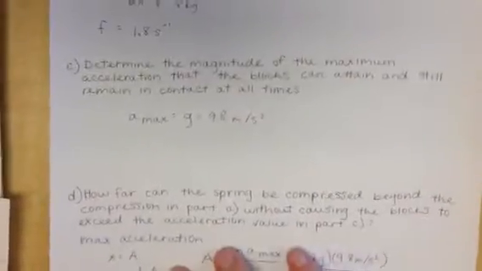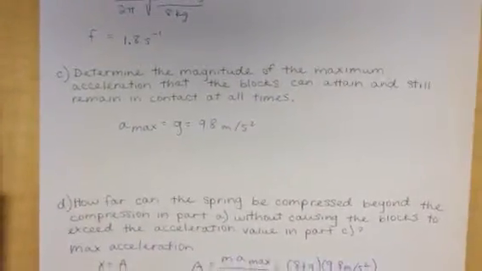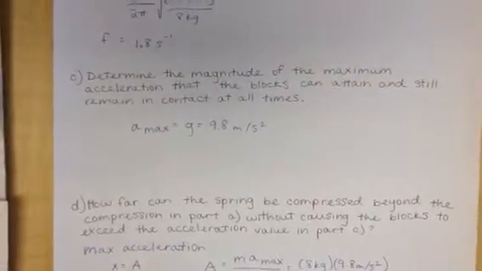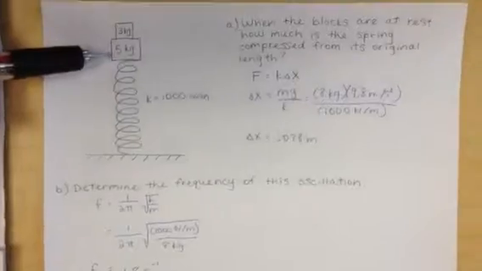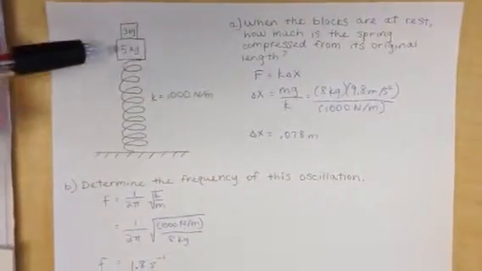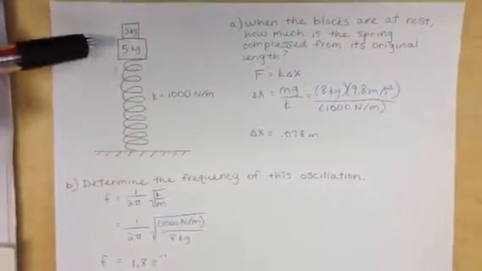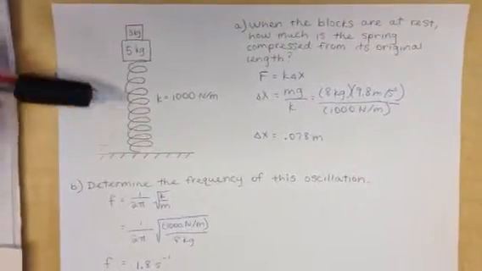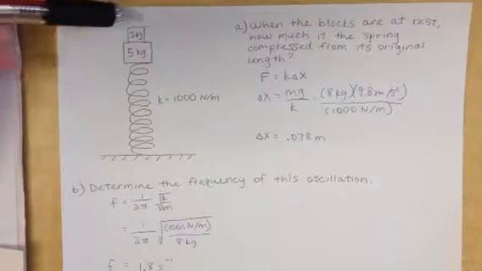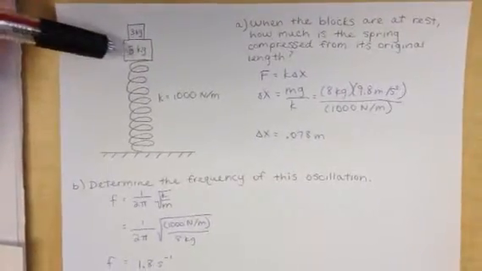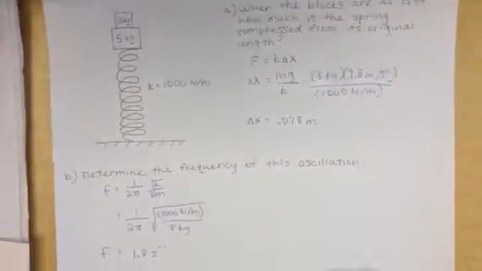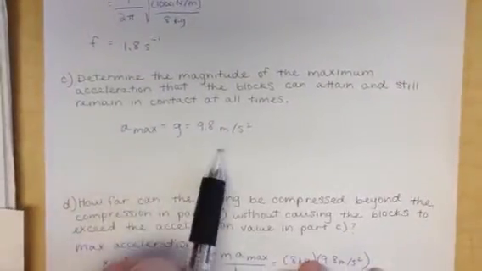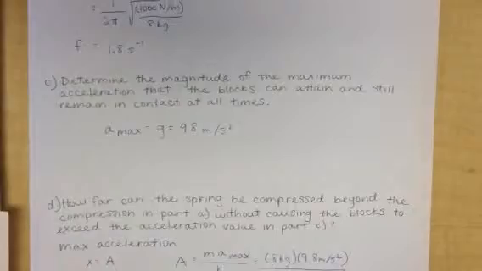For part C, it says determine the magnitude of the maximum acceleration that the blocks can attain and still remain in contact at all times. And if you think about it logically, when this is moving down, the spring is going to pull the 5 kilogram block down, and it's also under the force of gravity. And so if it goes any faster than that, this block up here won't be able to fall fast enough, so they will lose contact. So therefore the maximum acceleration has to be gravity, which is 9.8 meters per second squared.